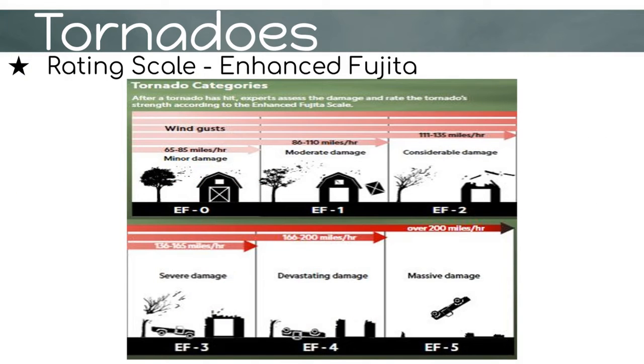Tornadoes are measured using the Enhanced Fujita scale. This scale tells you how fast the tornado is going. It starts at an EF0 and goes all the way to an EF5. Of course, an EF5 is the most destructive. However, unlike hurricanes, you can't determine how bad a tornado is until after it's occurred. So we don't know if the tornado that happens is an EF0 or an EF5 until after the event.